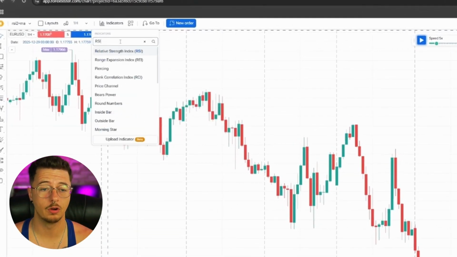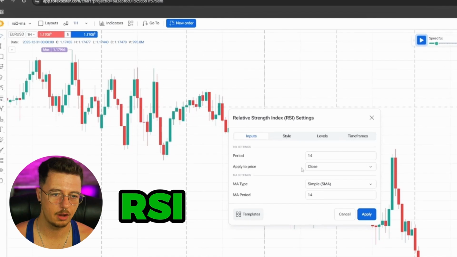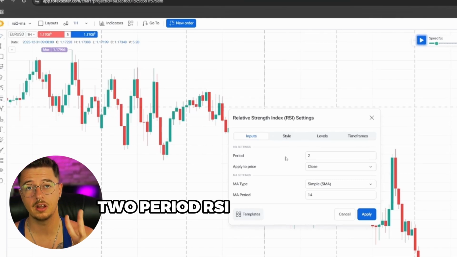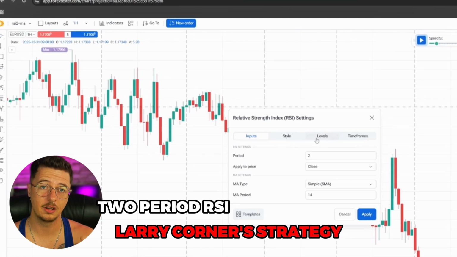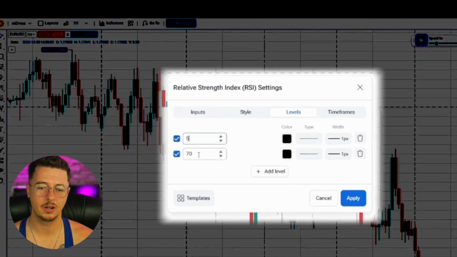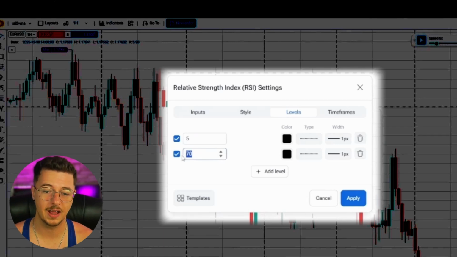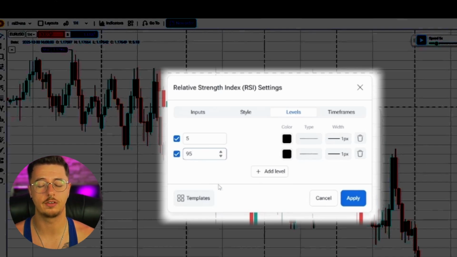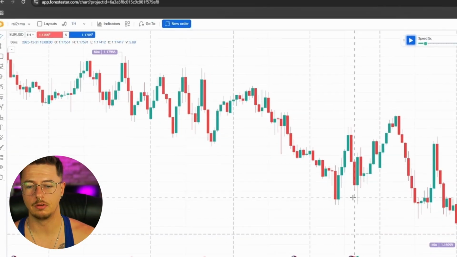Now what we need to look for is the RSI. Everybody knows the RSI. If you don't know the RSI, it's one of the best indicators that we can actually use today. So we're going to use a 2-period RSI based on Larry Connors' strategy. Now we've got this, we're going to go to the levels, and we're going to set the 30 level to 5 and the 70 level to 95. So it's going to be really stretched out because we don't want to take every single trade.